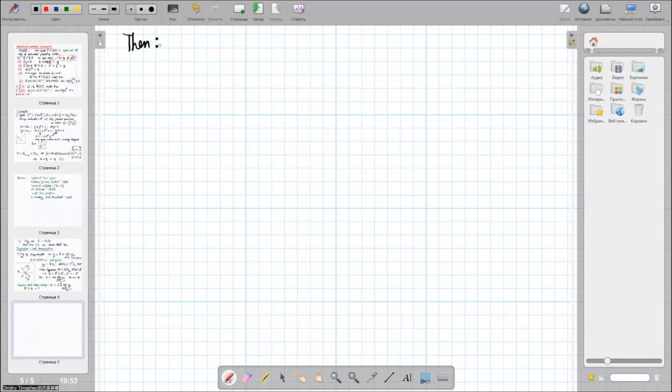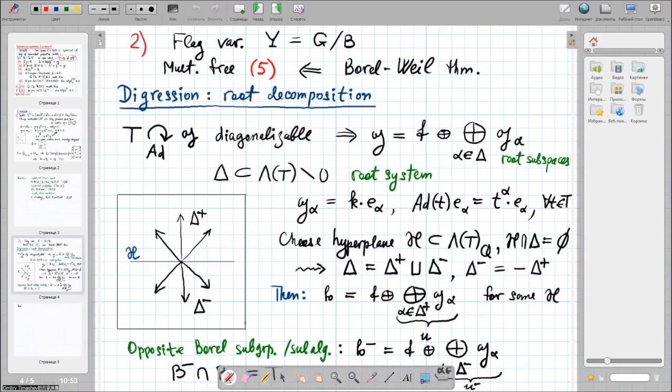Hey, Professor, I want to ask a question. How do we choose delta plus? Well, either side could be delta plus. So we choose delta plus as the set of vectors, the set of roots, lying in one of the half spaces with respect to this H. So either side can be delta plus, right?